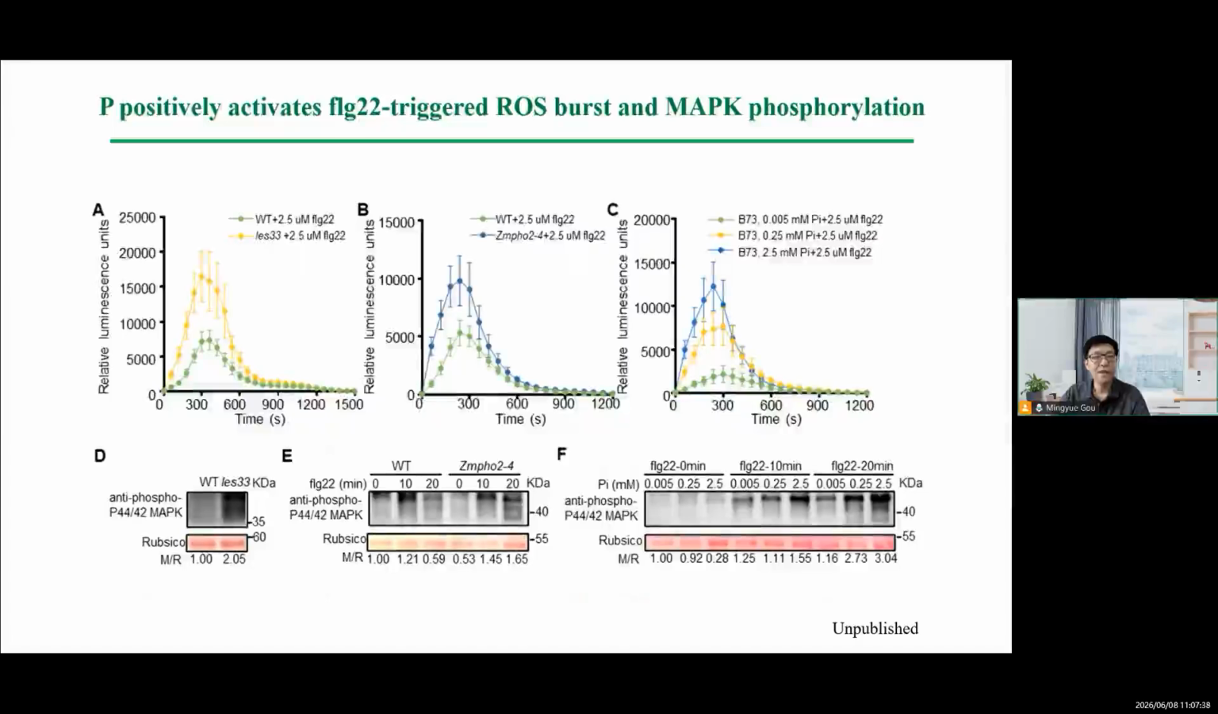To examine if phosphate could affect basal defense, especially PAMP-triggered immunity, we performed flg22-triggered ROS production and MAPK phosphorylation assay. We detected an increased induction of ROS burst and MAPK phosphorylation by flg22 treatment in the NAS33 and ZIM42 mutants. Besides, when B73 plants were treated with different phosphate, we observed an increase of flg22-triggered ROS burst and MAPK phosphorylation. This data indicates that phosphate positively regulates PAMP-triggered immunity.